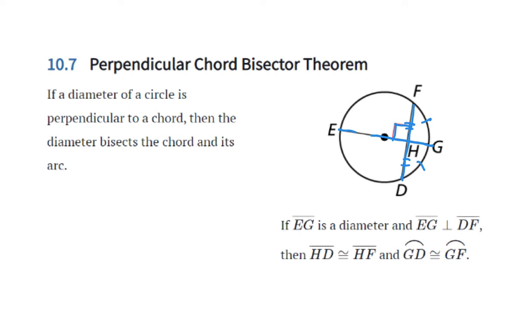So it kind of makes sense when we think about it from the opposite point of view. If it's not perpendicular, it wouldn't bisect. It only bisects if it's perpendicular. Here's a little mini proof. That would form two isosceles right triangles because the radii are congruent. And with isosceles triangles, the altitude to the base bisects the base.